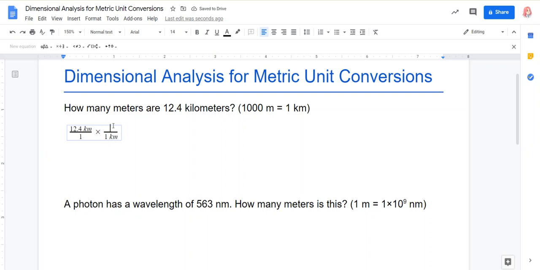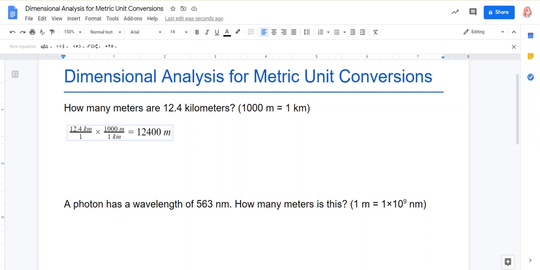Then if we want to change this into meters, we just need to know how many meters are in a kilometer, which you were given. So 1,000 meters is equal to 1 kilometer. So what's going to happen here whenever we solve this is the kilometer units are going to cancel out, and then the only unit left is meters. So basically I need to do 12.4 times 1,000, which gives us 12,400. So here's my answer in meters. Now, does this make sense? We know that a kilometer is bigger than a meter, so my number should get bigger, which it did.